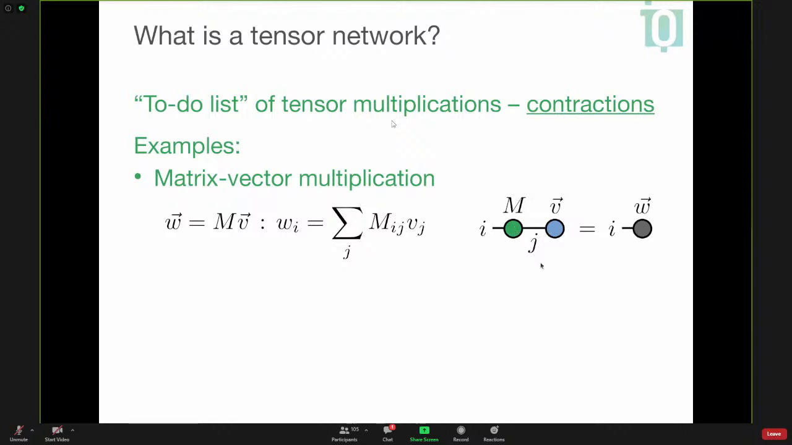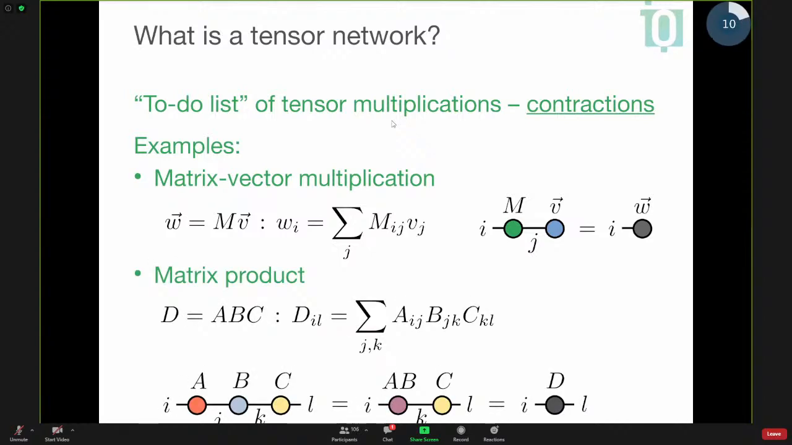And it is implied that whenever in a tensor network, in this diagrammatic notation, 2 dots share a leg, this is an index to be summed over. So this is a contraction to be done. And so after we do this contraction, which is basically this sum, we get our new vector, which is this W.